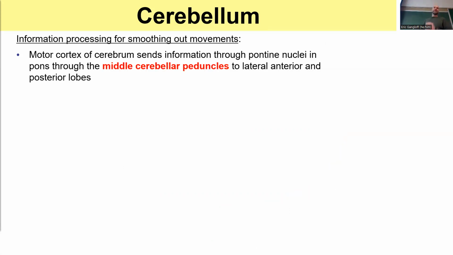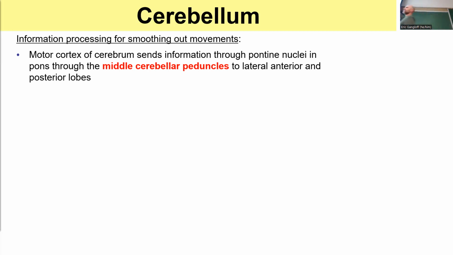All right. So as I mentioned, the cerebellum is essential for processing information and smoothing out movements. The motor cortex of the cerebrum, we haven't talked about the cerebrum yet, but it's a part of the cerebrum that controls voluntary skeletal muscle contraction. It sends information through specific nuclei in the pons, the pontine nuclei, and it then travels through the middle cerebellar peduncles to the lateral and anterior posterior lobes. That's actually a little bit more information than I need you to know.